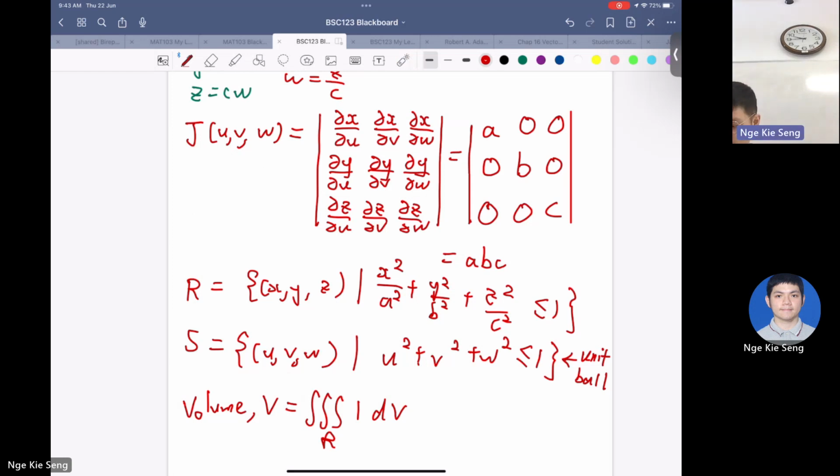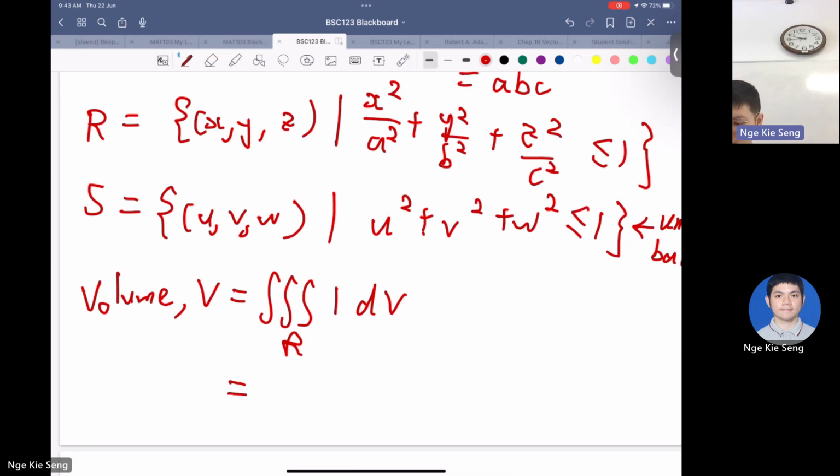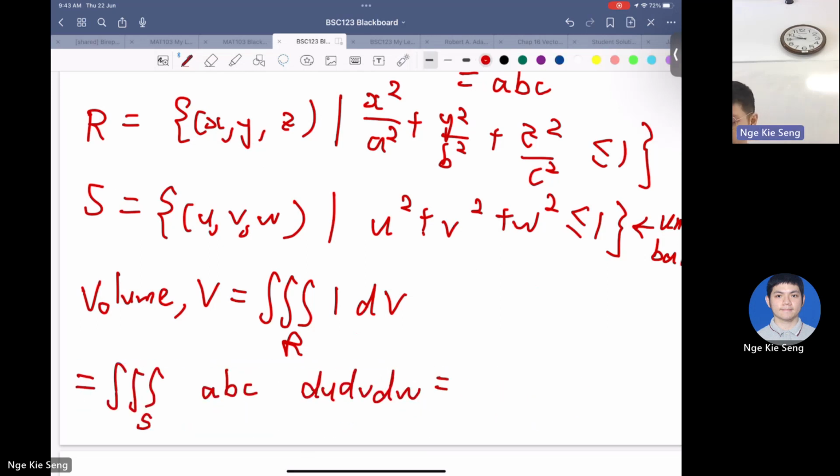So after you change your variable, it becomes the integral over du dv dw. What's the Jacobian here? abc. Okay, you got abc here, but abc are just constants, so you can pull the abc out.